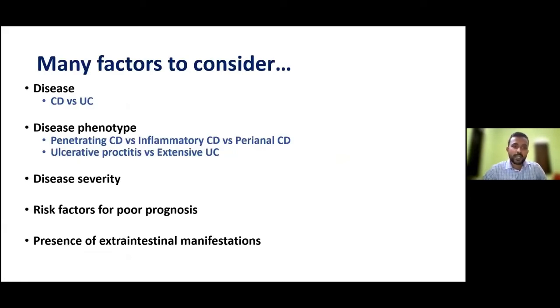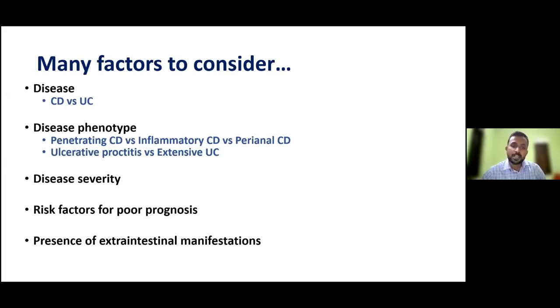The first thing would be the underlying diagnosis, whether the patient has Crohn's disease or ulcerative colitis. For example, nowadays we don't use aminosalicylate in Crohn's disease, so there's no point in prescribing aminosalicylate to a Crohn's disease patient. The second would be the disease phenotype. Although we label a patient as Crohn's disease, actually Crohn's disease is a collection of several phenotypes. Some patients only have inflammatory disease. Some patients will have inflammatory plus penetrating disease. So the treatment depends on the phenotype.